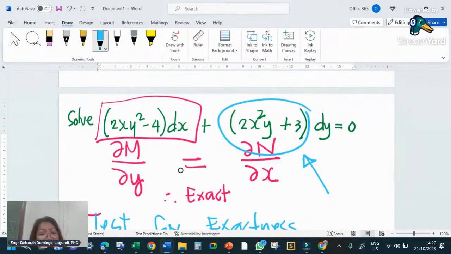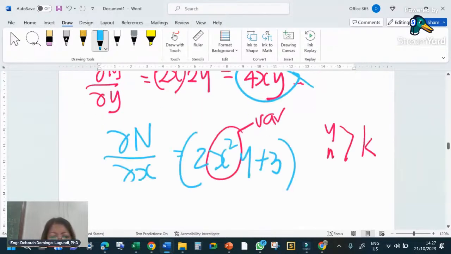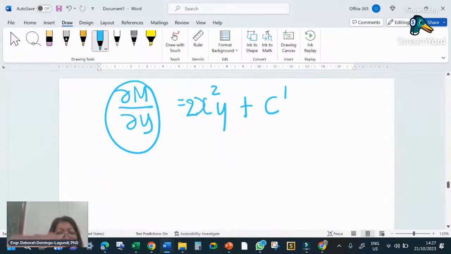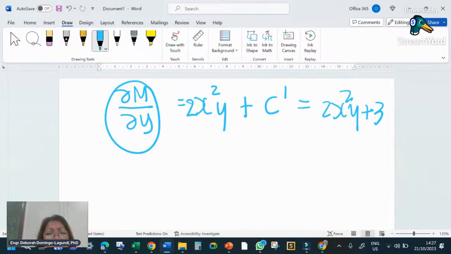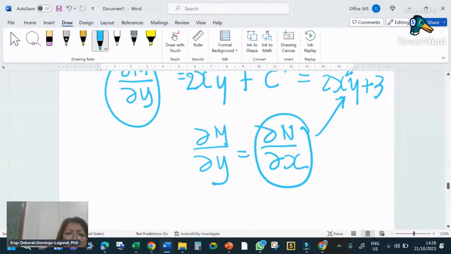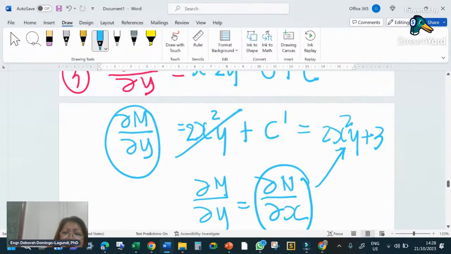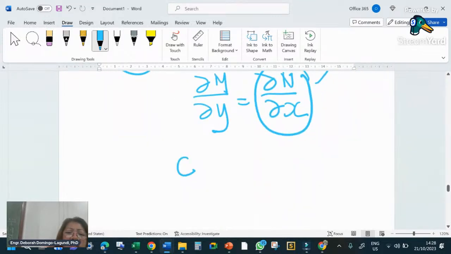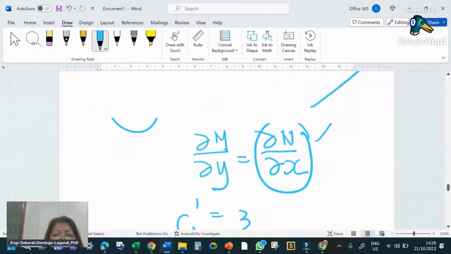So you have to equate it to partial N over partial x. 2x squared y plus 3 is equal to 2x squared y plus 3. Why do you have to equate it? Because we said that partial M over partial y is equal to partial N over partial x. So you have to get this one from the original equation so that you can get c prime. So this cancels out, that cancels out, then you will have c prime is equal to 3, right?